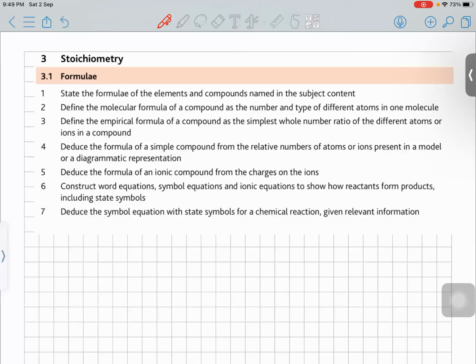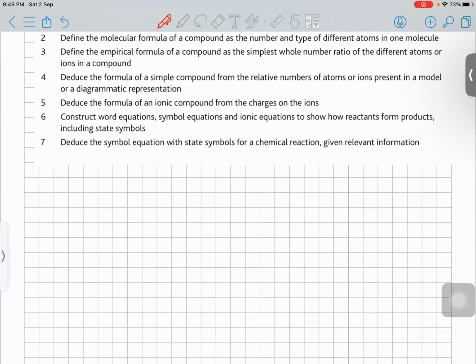Now look at the exact meaning of stoichiometry. Let's suppose here we have reactants. Reactants convert into product. For example, A plus B gives C.